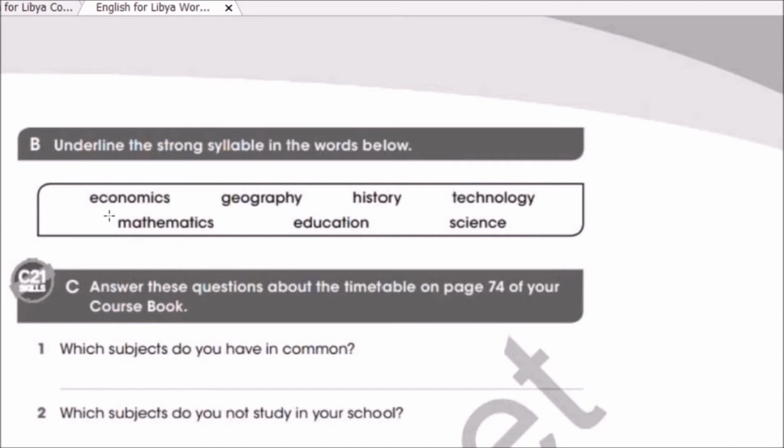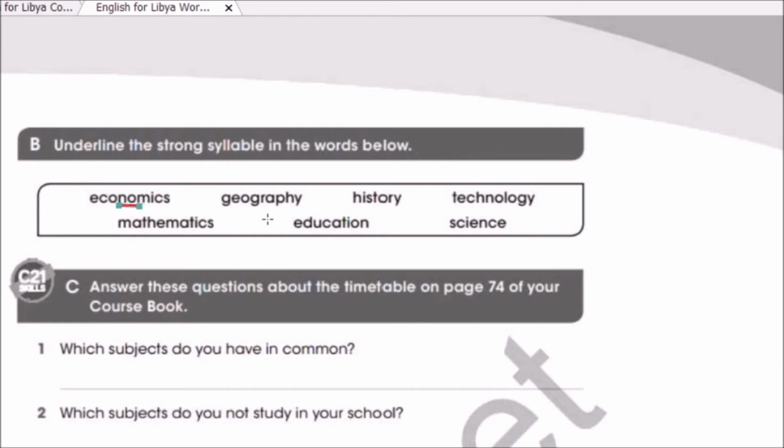Word number 1. Economics. Where do you think the strong syllable is? Very good. It's here. So, economics. Good job.